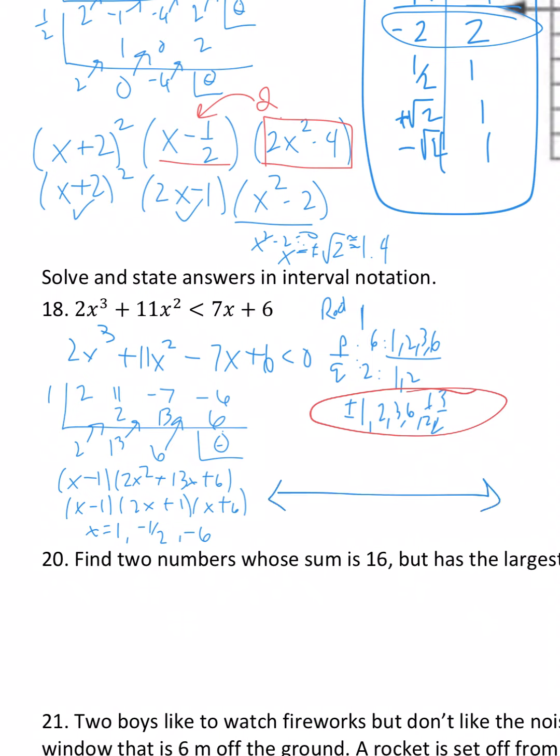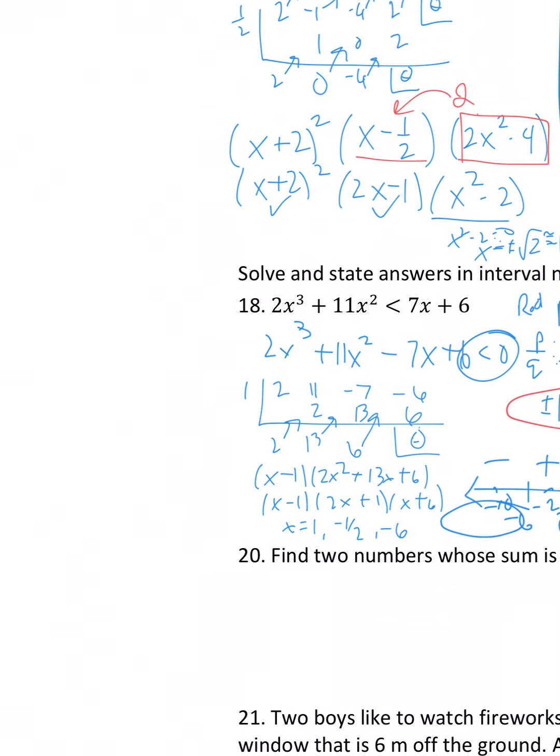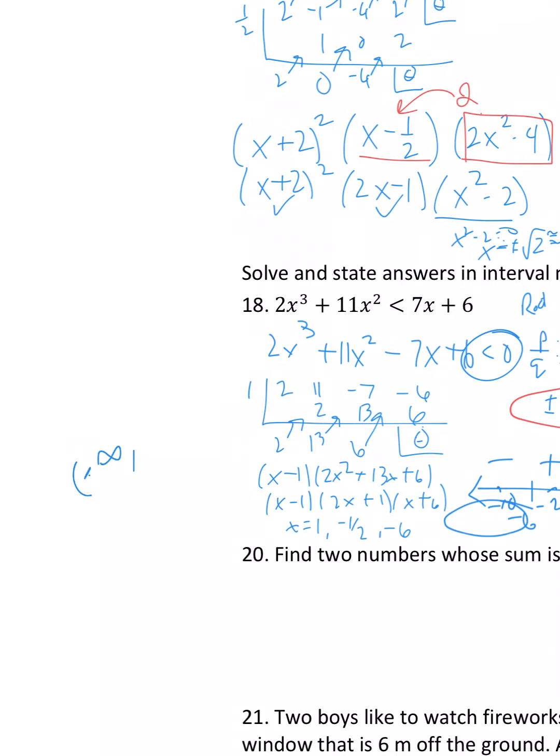So now we just have to test on my number line: negative 6, negative 1/2, and 1. And so this will be 0. I'll test 2, I'll test negative 2, and I'll test negative 10. And so I already have this done off to the side, but when I test them, I get negative, positive, negative, positive. And since I want everything less than 0, I want these two intervals. So my final answer here is negative infinity to negative 6, and then from negative 1/2 to 1.